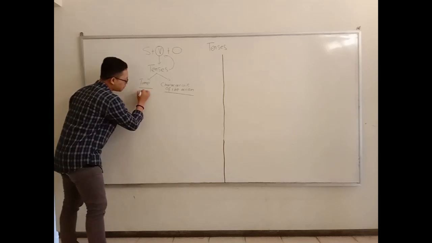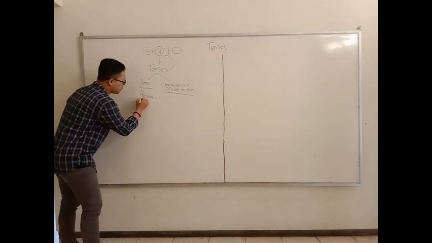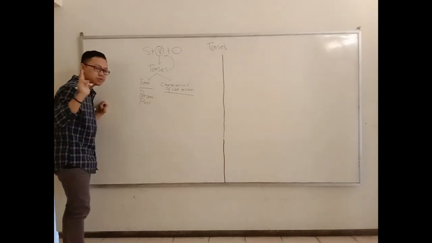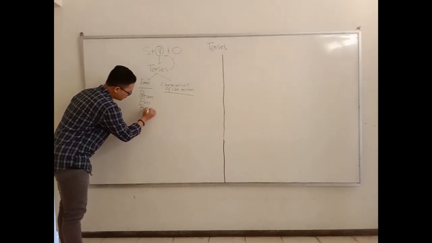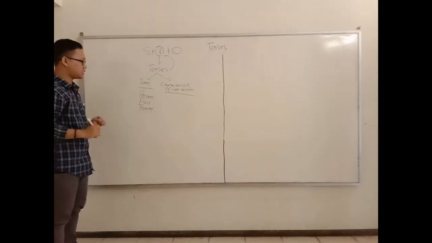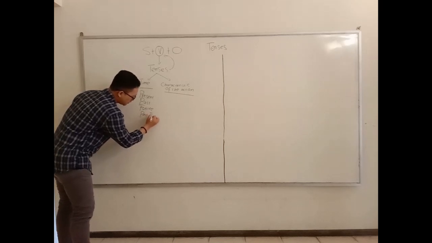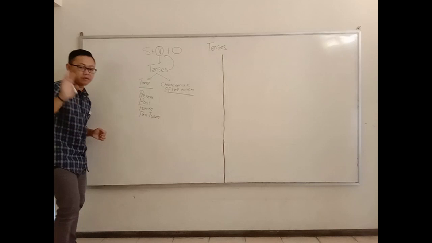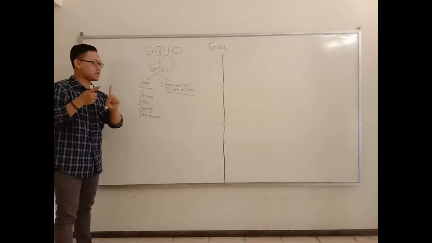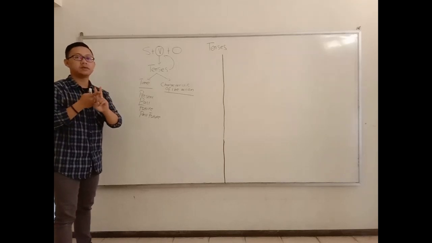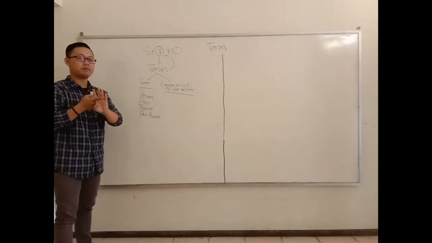Number 1 is present. Number 2 is past. Number 3 is future. Very good. Number 4 is past future. There are 4 times in English. Number 1 is present. Number 2 is past. Number 3 is future. And number 4 is past future.